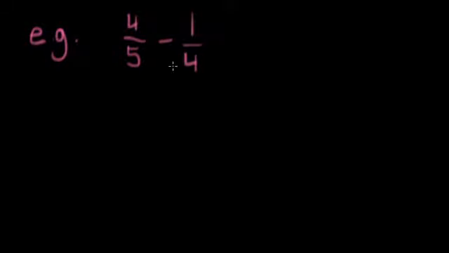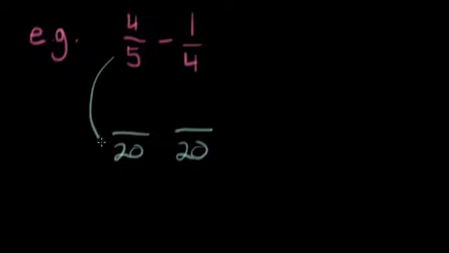Same rules. We need a common denominator, and we're going to use 20. I like to work vertically, ideally, so 20. Remember, how did 5 become 20? I times it by 4. So my 4 will multiply by 4, so I'll get 16.